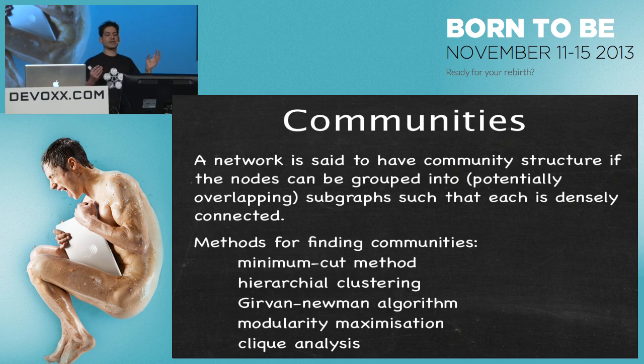Hierarchical clustering actually came from computer vision, and what you do with this is that you start breaking up links in the network to find big clusters, and then inside those clusters you break some more links to try and find smaller ones.